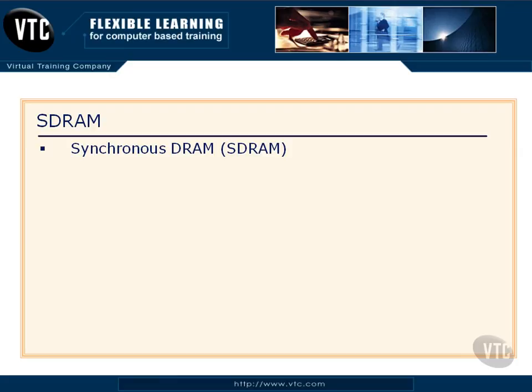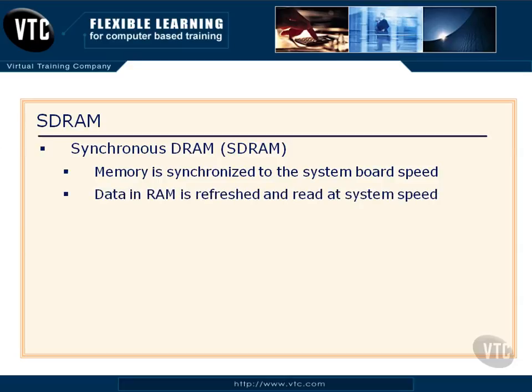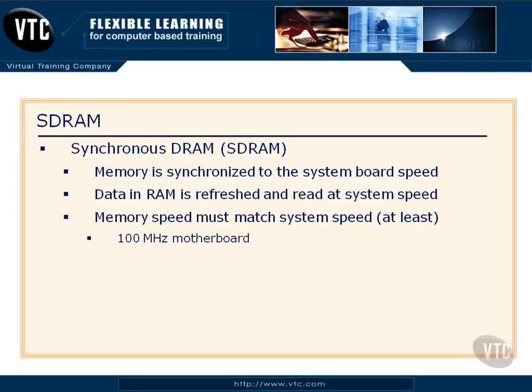But what is this synchronous part? Well, the idea with synchronous DRAM was to take the memory and match it to the system board speed. The system board speed usually means the speed of the front side bus, or the FSB. So if the data in the RAM is refreshed and read at the system speed, then it's kind of native, everything matches up, and everybody can communicate very quickly and efficiently. The memory speed must match the system speed at least. The memory speed could be faster than the system speed.